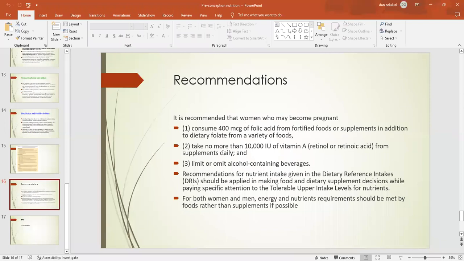And then vitamin A, where no more than 10,000 international units should be consumed from supplements daily. And then limit or avoid alcohol-containing beverages. Recommendations for nutrient intake given in dietary reference intakes should be applied in making food and dietary supplement decisions while paying specific attention to the tolerable upper intake levels for nutrients.